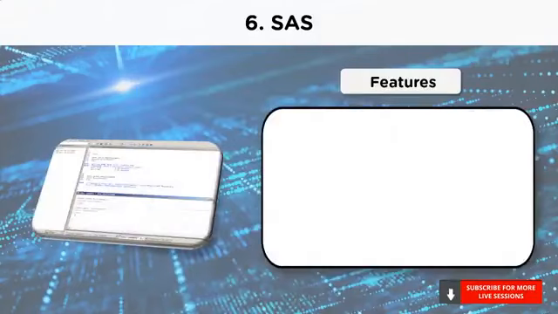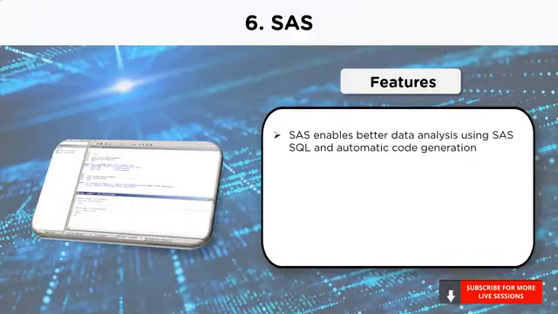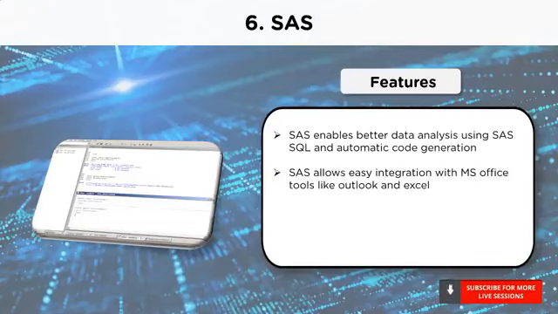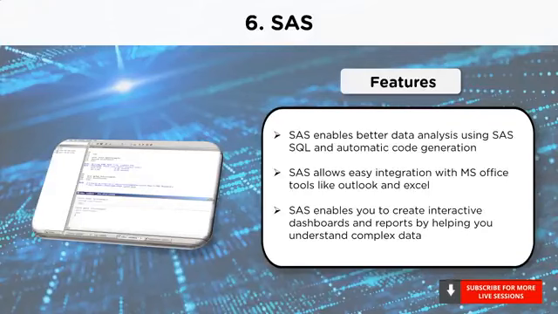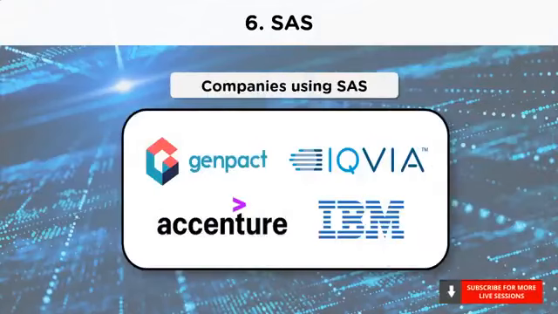Moving on to the features of SAS. Using SAS, better analysis of data is achieved by using automatic code generation and SAS SQL. SAS allows you to access through Microsoft Office by letting you create reports using it and by distributing them through it. SAS helps with an easy understanding of complex data and allows you to create interactive dashboards and reports. Let's now have a look at the companies using SAS. We have companies like Genpact, IQVIA, Accenture, and IBM to name a few. That was all about SAS.